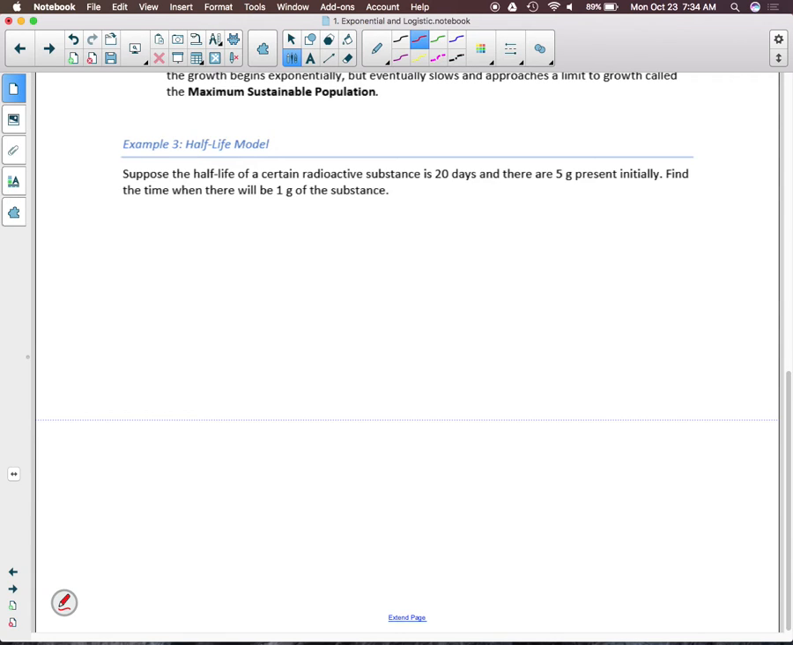So let's think here. Suppose the half-life. What that means is that our rate is going to be 1/2. We're going to be shrinking the size of our population, whatever that population is, in half. And so this time, our population is this radioactive substance. This 20 days is really important. We're going to use that in a little bit. And there's 5 grams present initially. We want to figure out when will there be 1 gram.